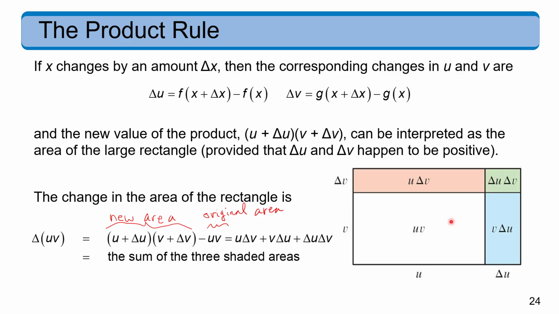So we've now interpreted the change in area as being the sum of these 3, and that makes perfect sense, right? Because the original area was the white one, the new area is the bigger one, so the amount that it changed would naturally be these 3 shaded regions.